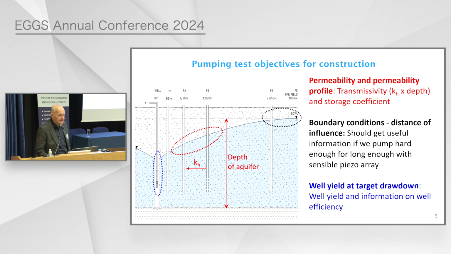Boundary conditions are certainly key, and as long as we pump hard enough for long enough, we should get some good information on boundary conditions. And well yield, which is another point that Martin made, an important element in the design of a system. So from a dewatering perspective, the permeability is one thing, but we have these other things that we're trying to find out.